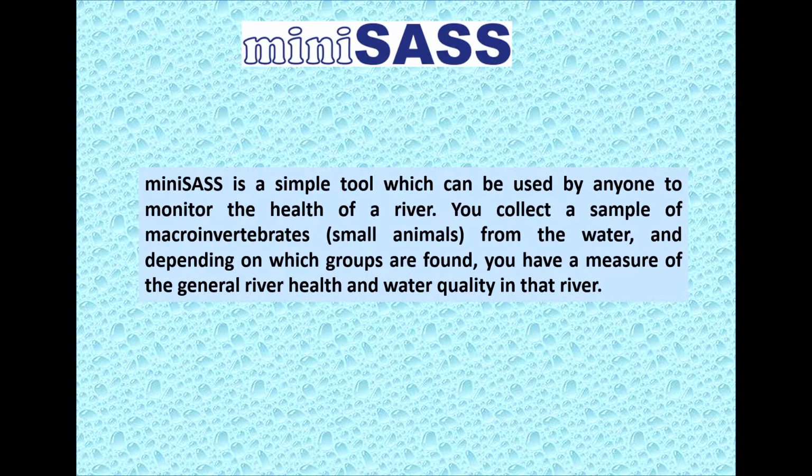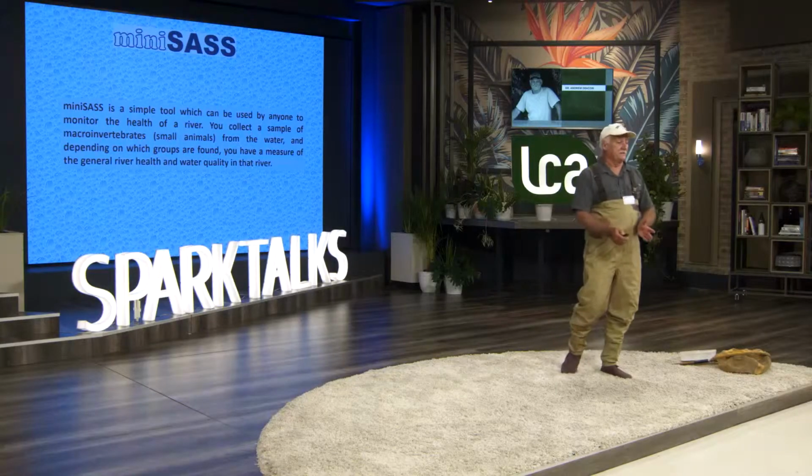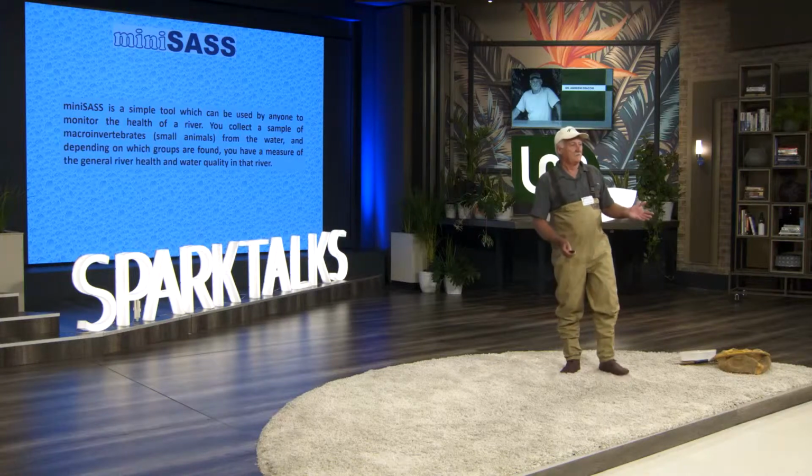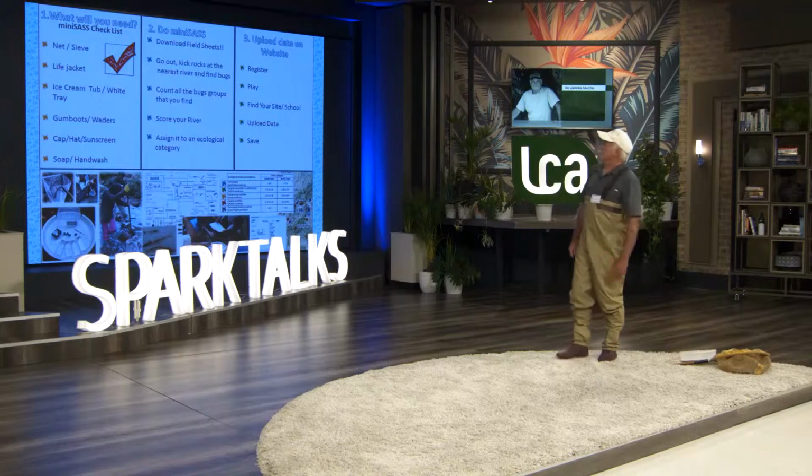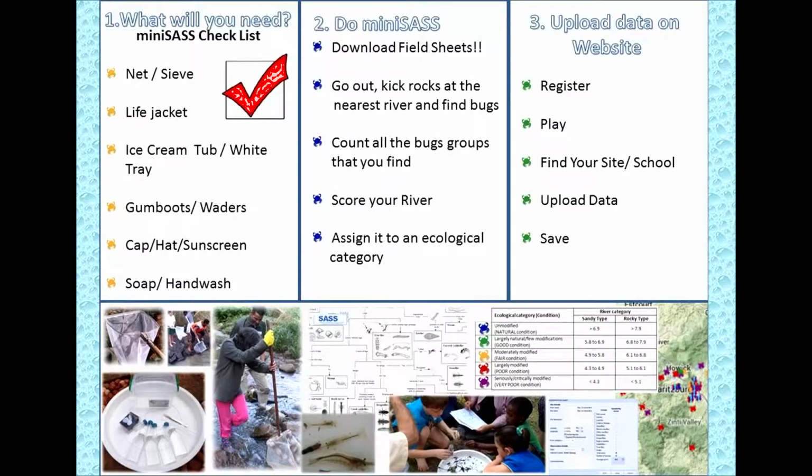miniSASS is a simple tool which can be used by anyone to monitor the health of a river. You collect a sample of macroinvertebrates, that's the small animals in the water, and depending on which groups are found, you have a measure of the general river health and water quality in that river. So after you finish this little exercise, you can say this is your water quality, which is fantastic for just a small thing. This is also on the website. I'm not going to go through everything, just to give you an idea what it's all about.